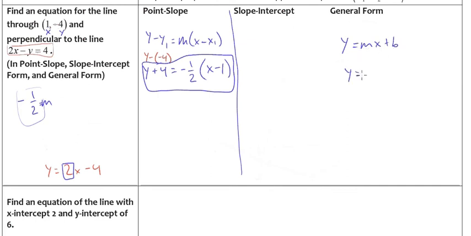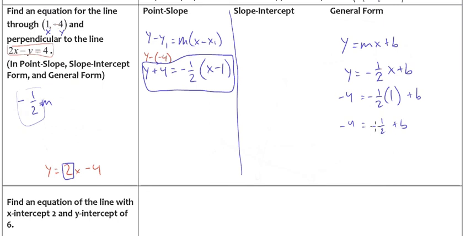So y equals negative 1/2 times x plus b, and then you can actually plug in your point that it's going through. So we'd have negative 4 equals negative 1/2 times our x value, 1, plus b. And so we can multiply out and go through algebraically and solve for b. So we have negative 4 equals negative 1/2 plus b.